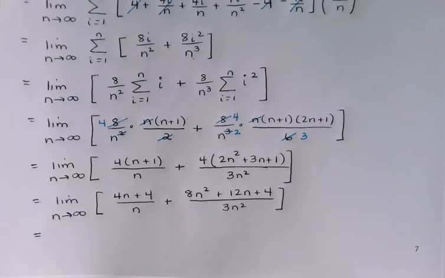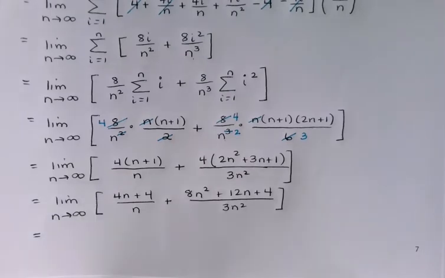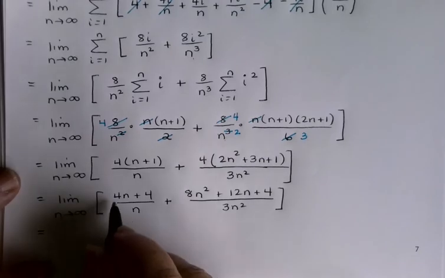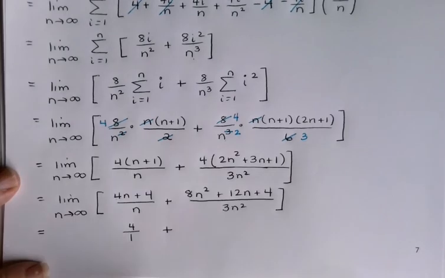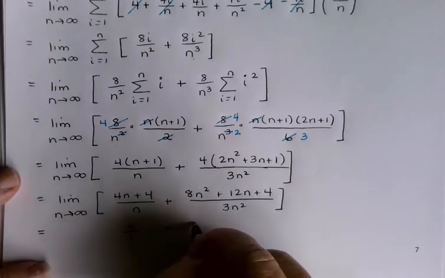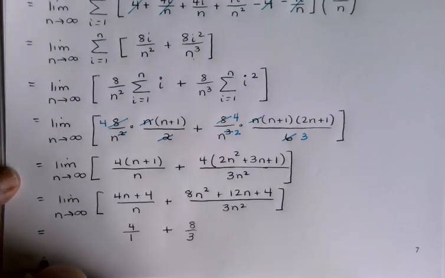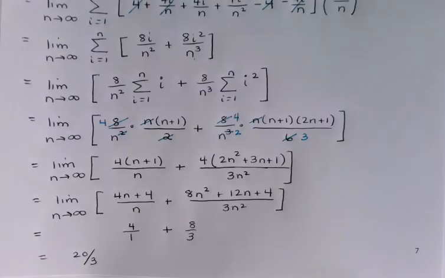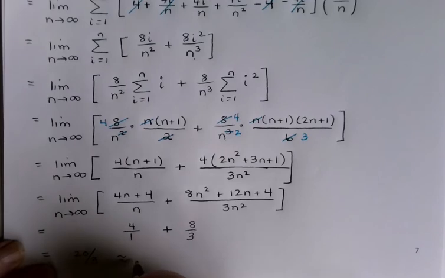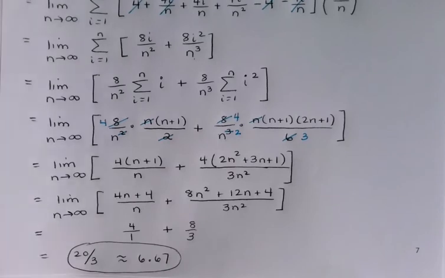And again, we've done so much here, we're going to go ahead and use the shortcuts. I definitely see that I've got the same power of n top and bottom, so I can go with the ratio of the leading coefficients, 4 over 1. And the limit here would be 8 over 3, same reasoning. So I'm going to end up with 20 over 3, or approximately, is that 6.67? For this area.